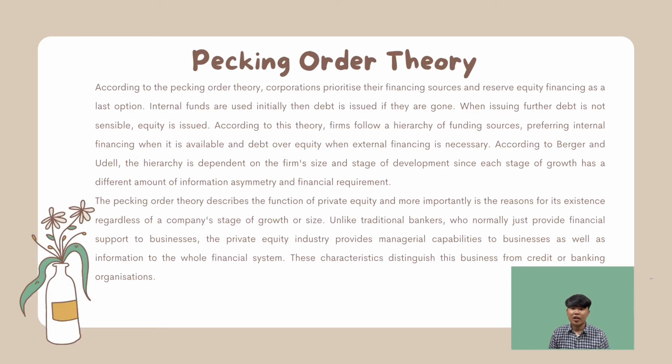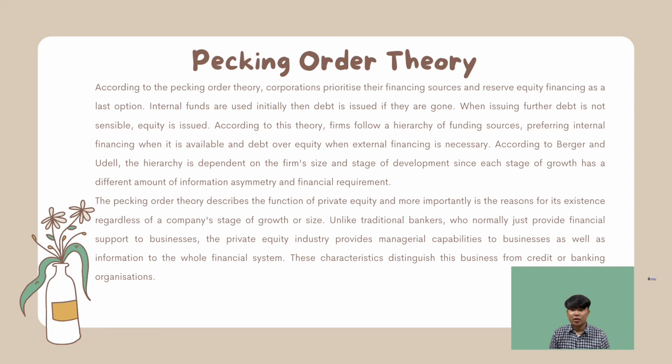Next is pecking order theory. According to the pecking order theory, corporations prioritize their financing sources and reserve equity financing as a last option. Internal funds are used initially, then debt is issued if they are gone. When issuing further debt is not sensible, equity is issued. According to this theory, firms follow a hierarchy of funding sources, preferring internal financing when it is available and debt over equity when external financing is necessary.